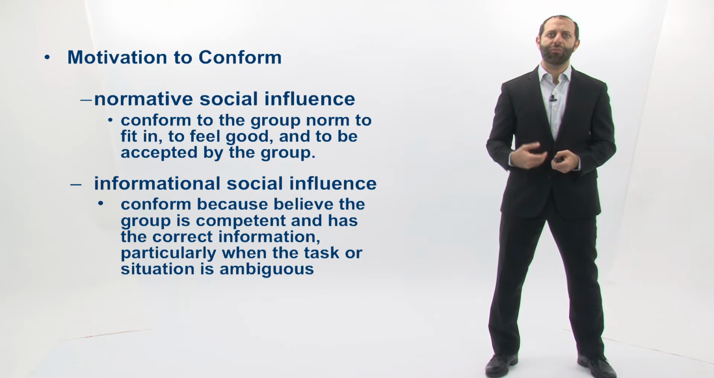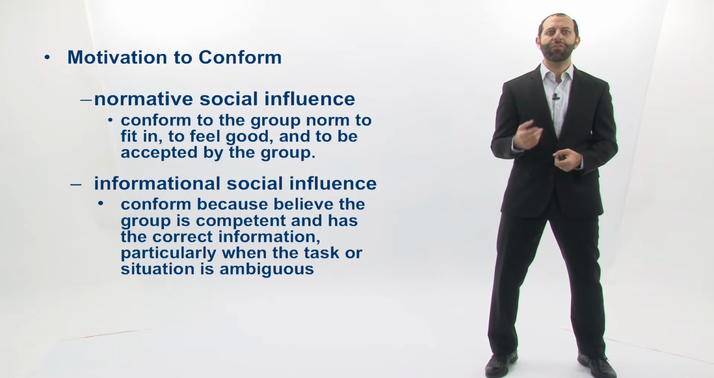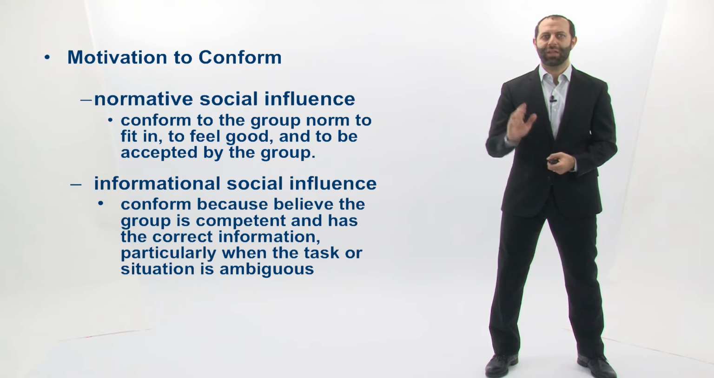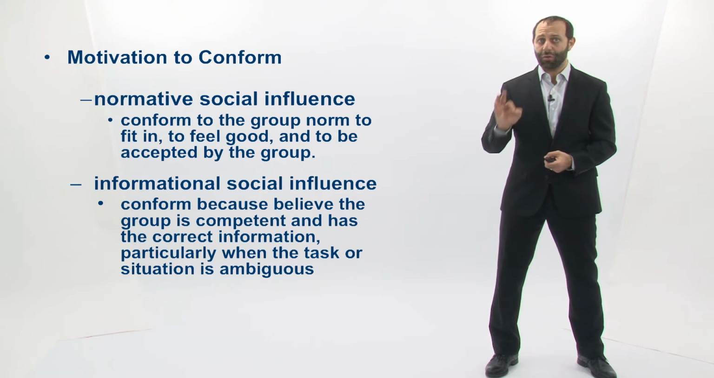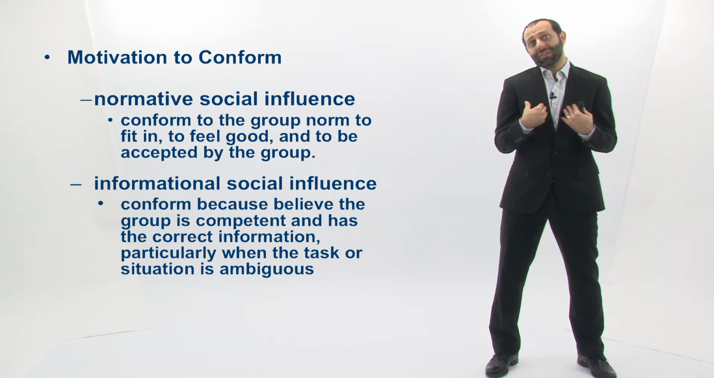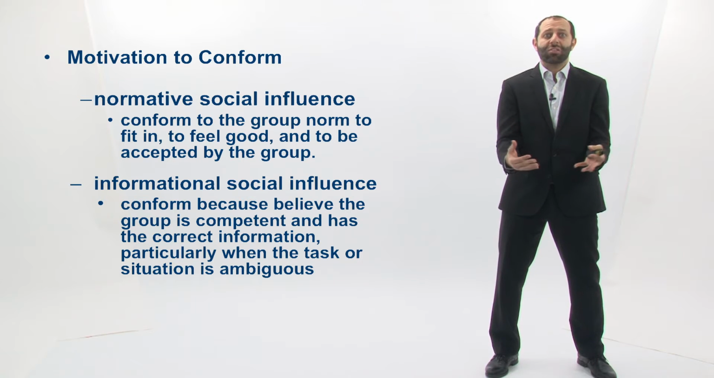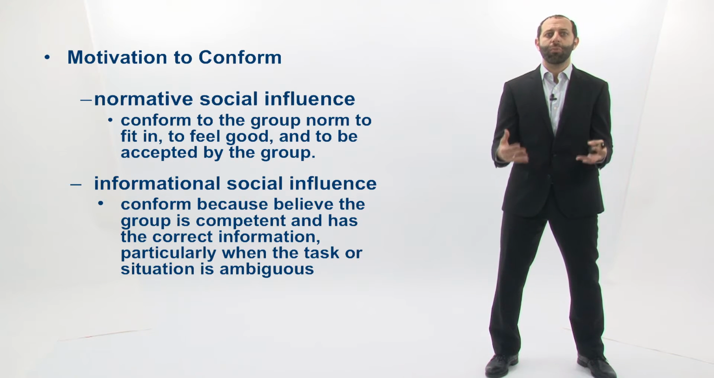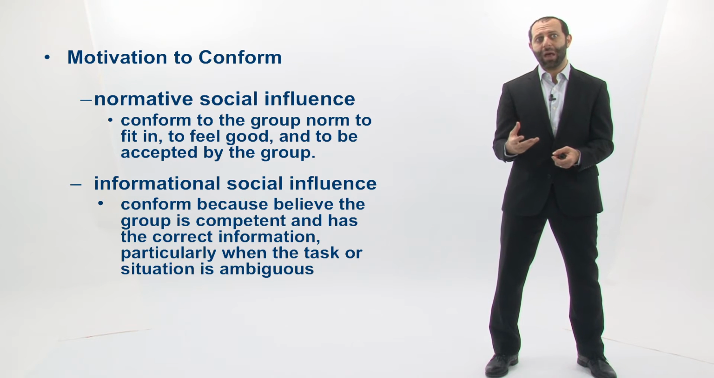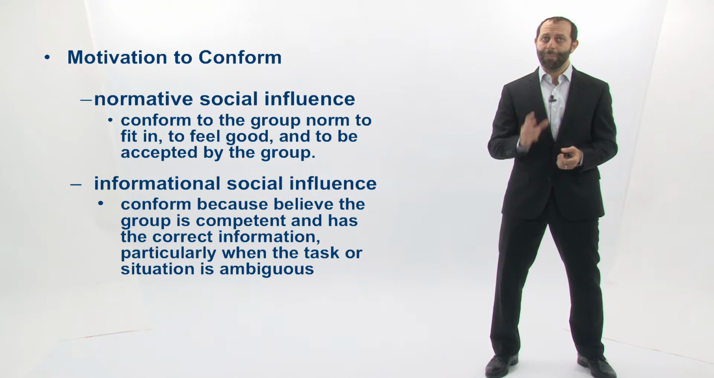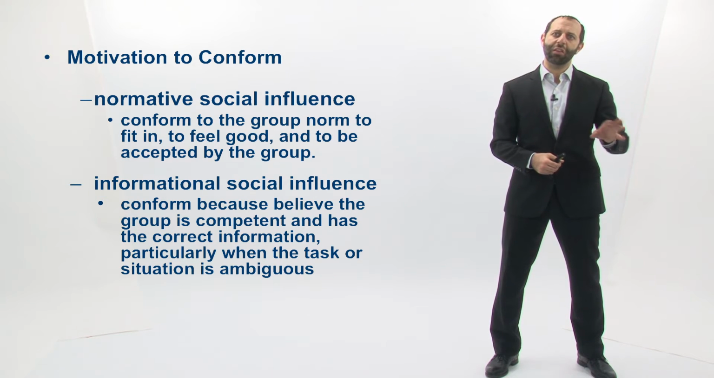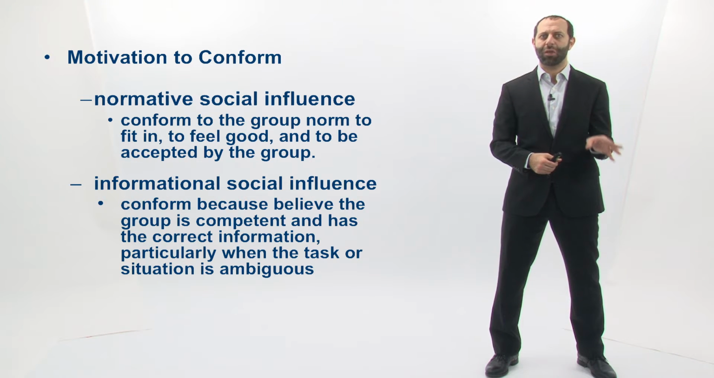And in other occasions, there's informational social influence. And this is when people conform because they believe the group is actually competent and actually has the correct information, and that they themselves may not know any better. And so they conform to what the group is saying, particularly when the task that we're talking about is somewhat ambiguous. And Asch had an entirely different experiment to show this informational social influence.